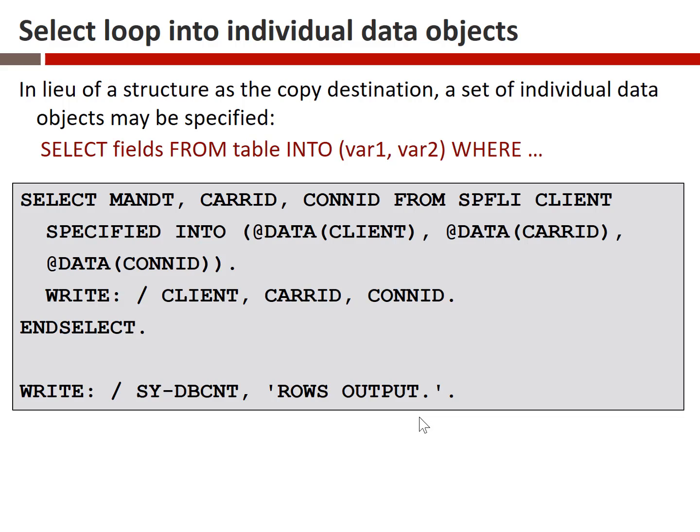If the into clause uses an opening parenthesis with a set of variables listed, then it knows that once again it has a select loop, but now it's not going into a structure or a work area, it's going into individual discrete data objects. Questions?